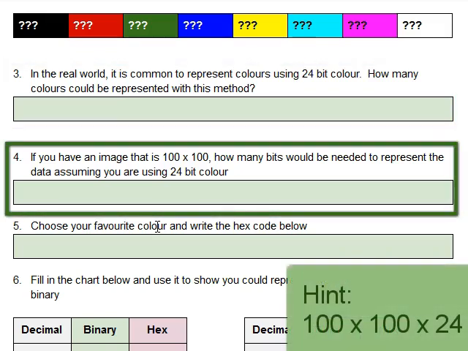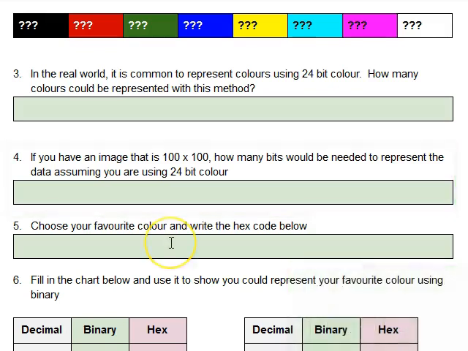The next question asks, if we have an image that is 100 pixels wide by 100 pixels high, how many bits would we need to represent it using 24-bit color? To figure out the answer, we'd need to say 100 times 100 to get the number of pixels, and then multiply that by 24. I'm going to stop this video at this point, and in the next video, I'll give you a worked example for questions 5 and 6.